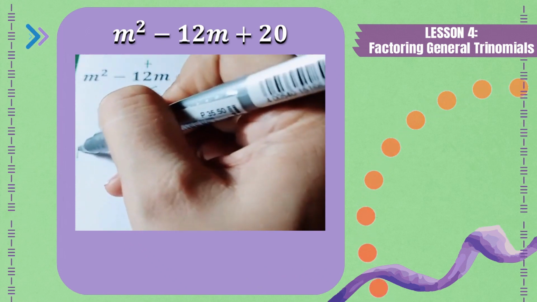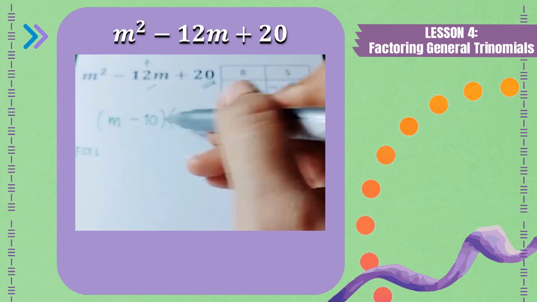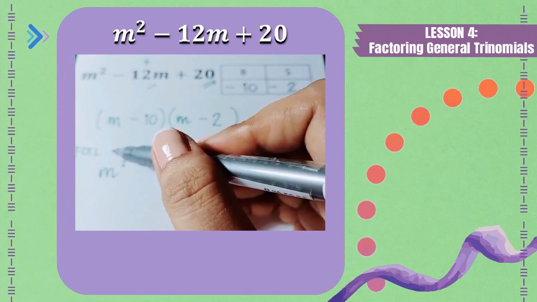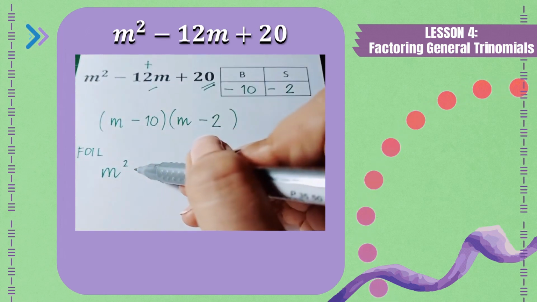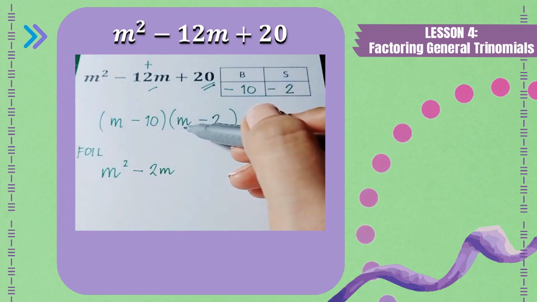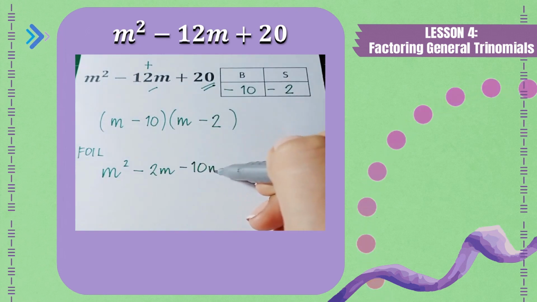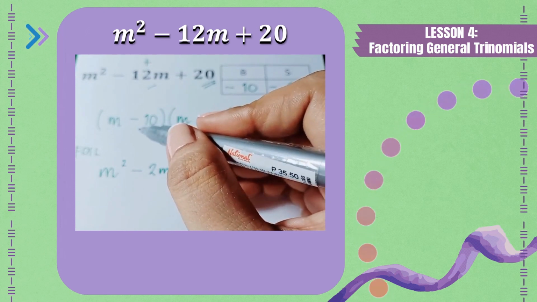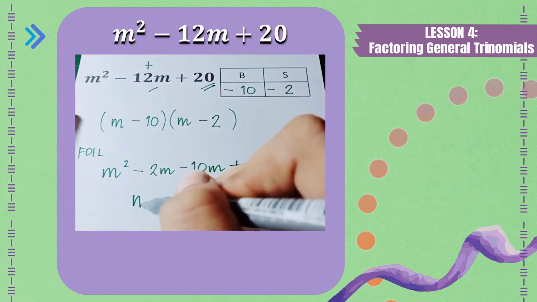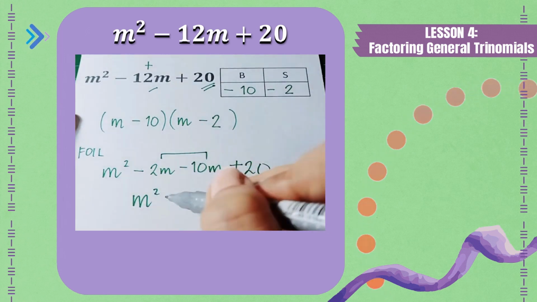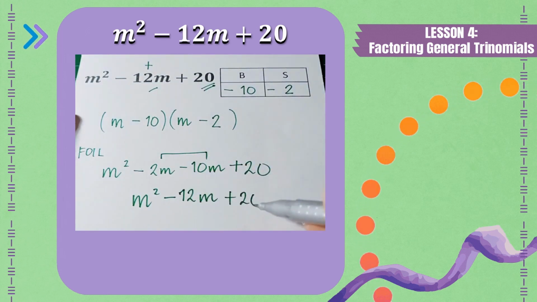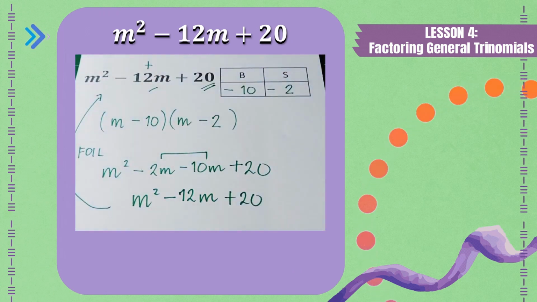So, FOIL method for checking. M times m is m squared for the first terms. Outer terms, we have m times negative 2, therefore negative 2m. Inner terms, we have negative 10 times m, so negative 10m. And last terms, we have negative 10 times negative 2, which is positive 20. So we have m squared minus 12m plus 20, which is our original trinomial.